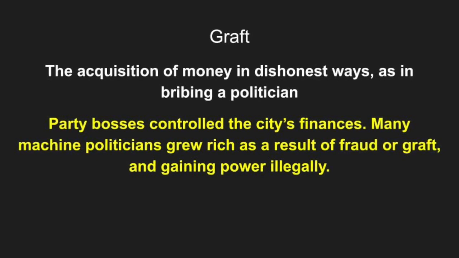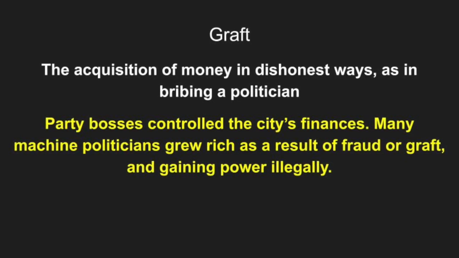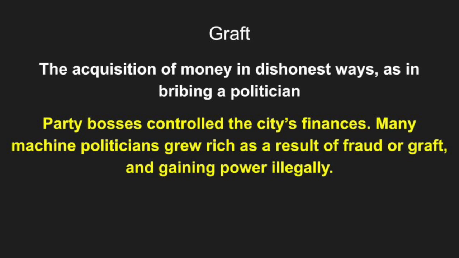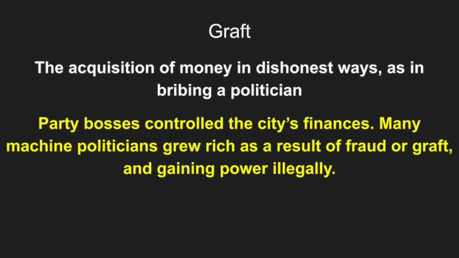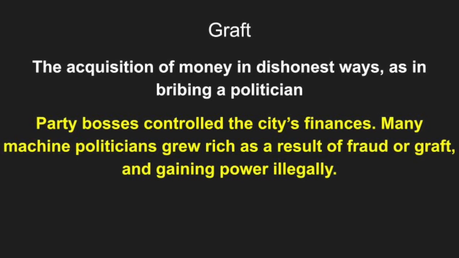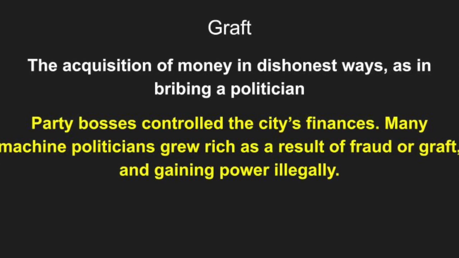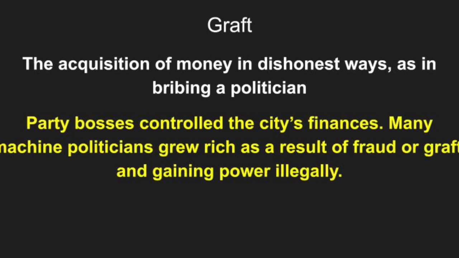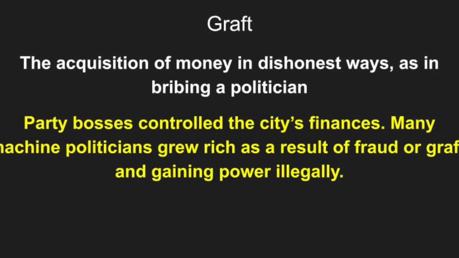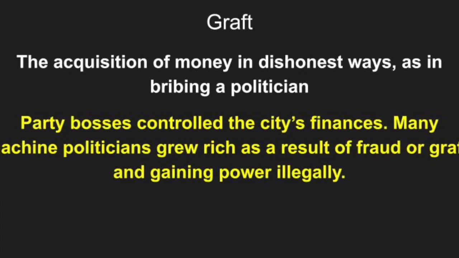Party bosses controlled the city finances. Many machine politicians grew very rich as a result of fraud or graft, gaining power illegally. The political machines controlled by party bosses allowed some people to get very rich at the expense of all of the taxpayers, but they did supply some services for all of the poor people moving into the cities. And that's your big show on urbanization.